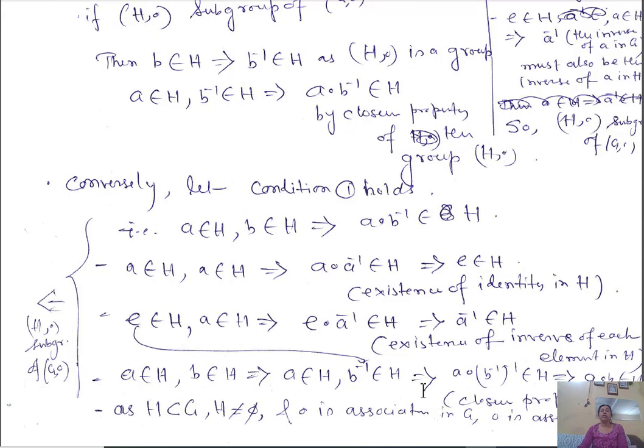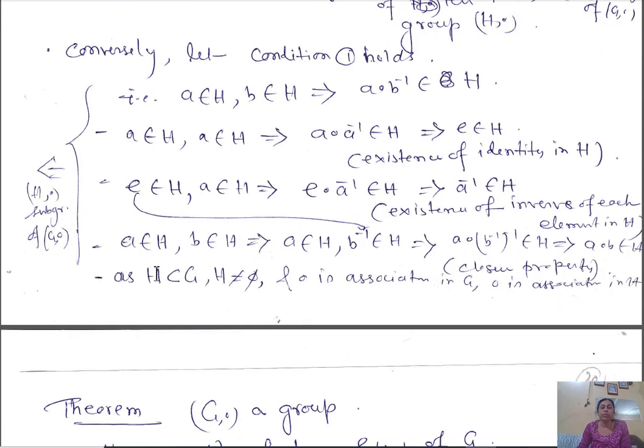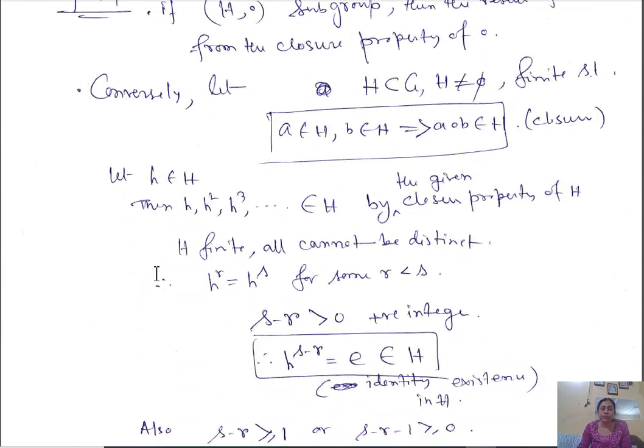And the associativity law holds because H is a non-empty subset of G, and G is a group, so the associativity property holds in G. Therefore, in H also the composition O is associative. Therefore, this is a subgroup. Okay, proofs are very simple.